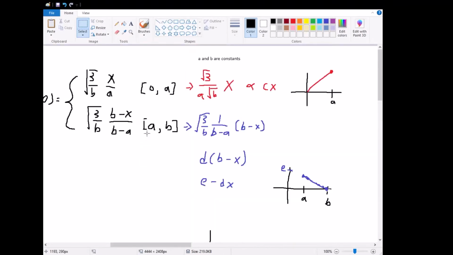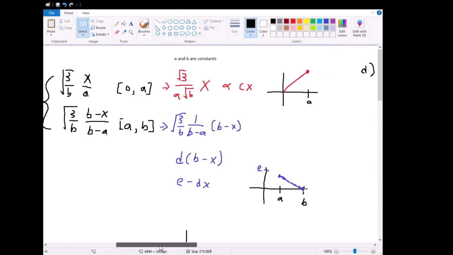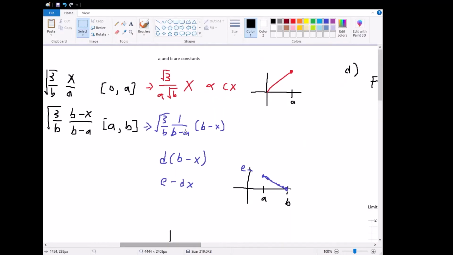We can check this just by looking at our piecewise function graphs that we got from part B. If B is equal to A, then we get A minus X over A minus A over A. And this no longer makes sense because this becomes infinity, and also the interval just becomes 0. So it doesn't really make sense to have this downward sloping section anymore.